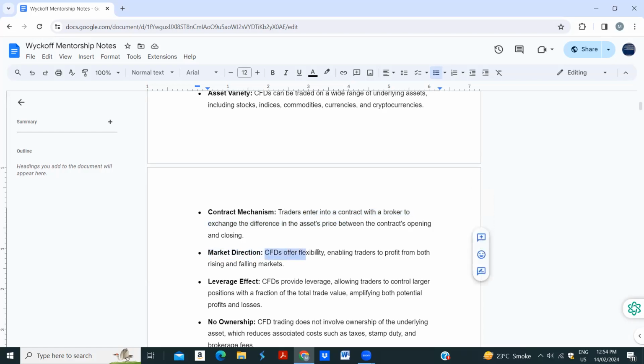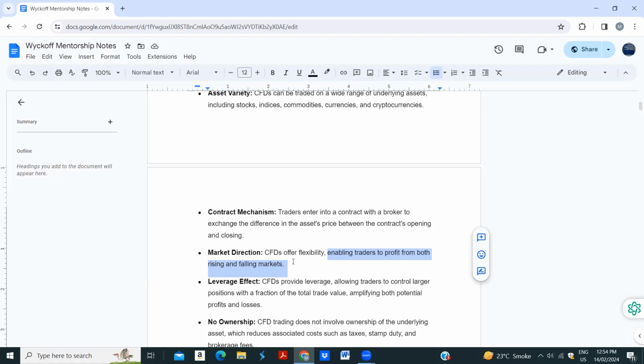CFDs offer flexibility, enabling traders to profit from both rising and falling markets. As I told you earlier, unlike the stock market, you can profit from both rising and falling markets. In the stock market, you can only profit from the rising market. And when the market is falling, you either have to sustain the losses or you have to cut down your losses by selling your shares.